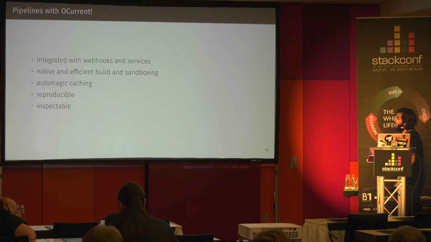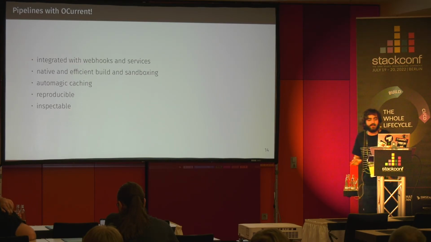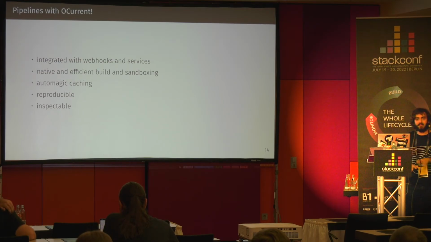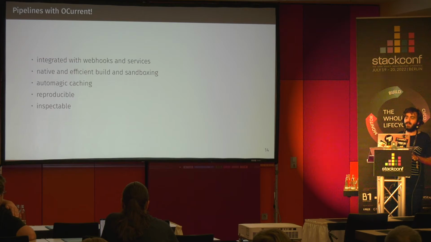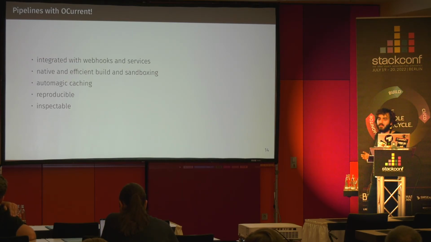So as a summary, the pipelines we write with OCurrent are well integrated with webhooks from your favorite service. They are native and efficient. For each platform we run them on, we have found a native and efficient way of building them. Efficient, sometimes not, but sandboxed. It gives you automatic caching at each step of the pipeline. They are fully reproducible and inspectable, and they are not YAML. So you have this amazing type system. You have real values, real objects from a real programming language.